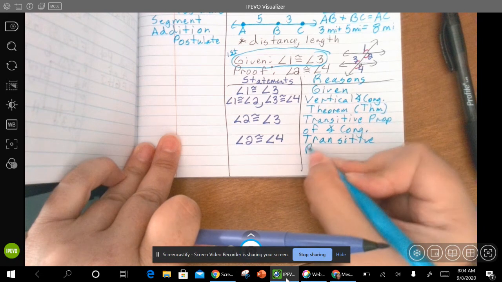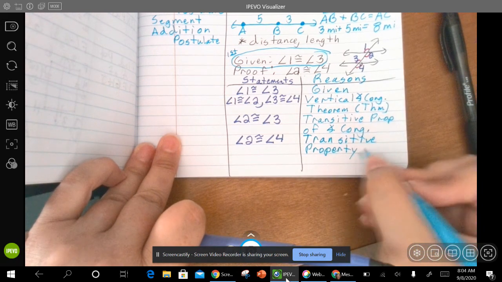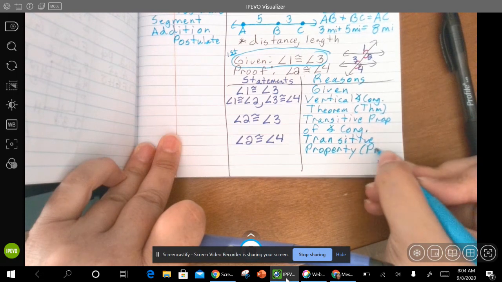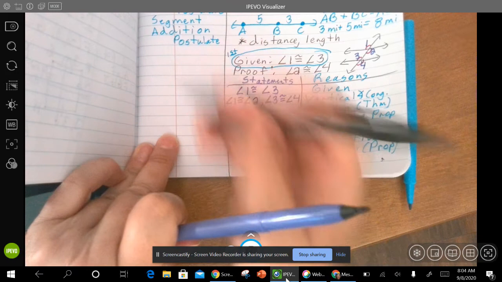And property, everybody, you're going to see us do it as prop. So I'm trying to show you the abbreviations that we will be using.